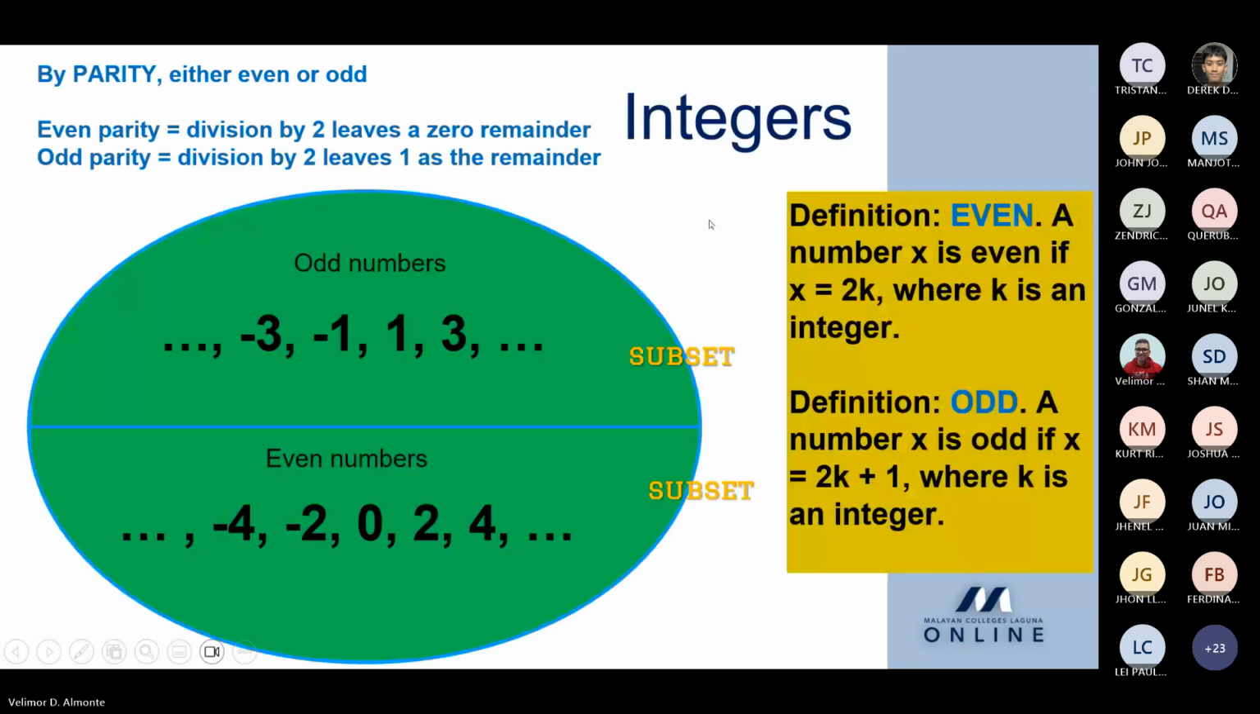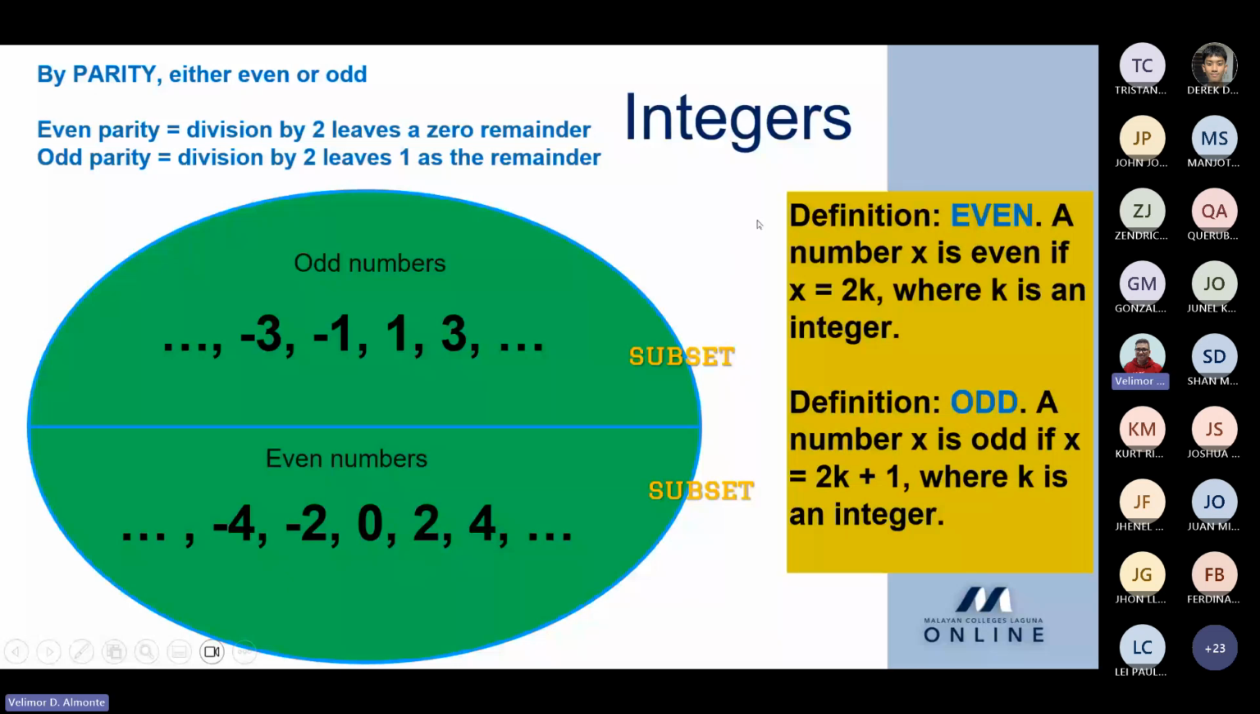Next, I can classify my integers based on what we call parity. Parity means either even or odd. Even parity means it's divisible completely by 2, leaving a 0 remainder. Odd parity means the remainder is 1. So in terms of parity, there are only two subsets, odd and even.